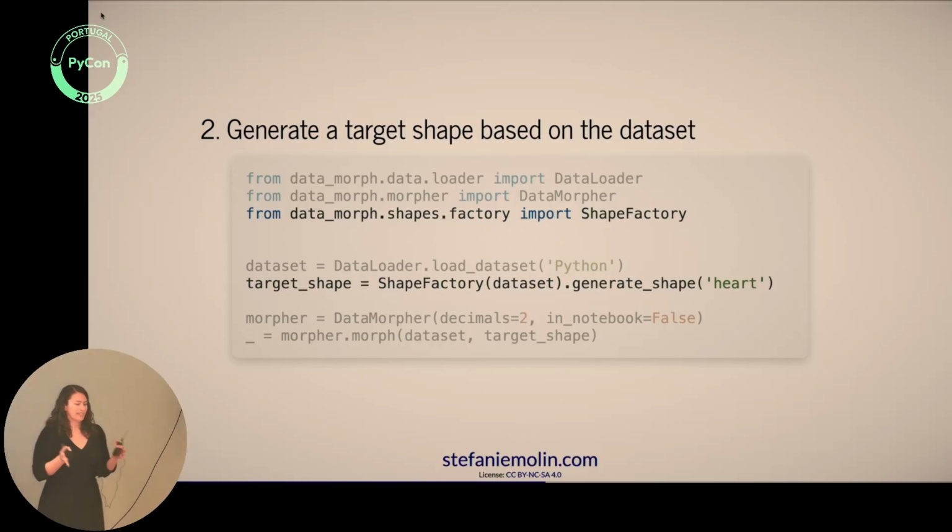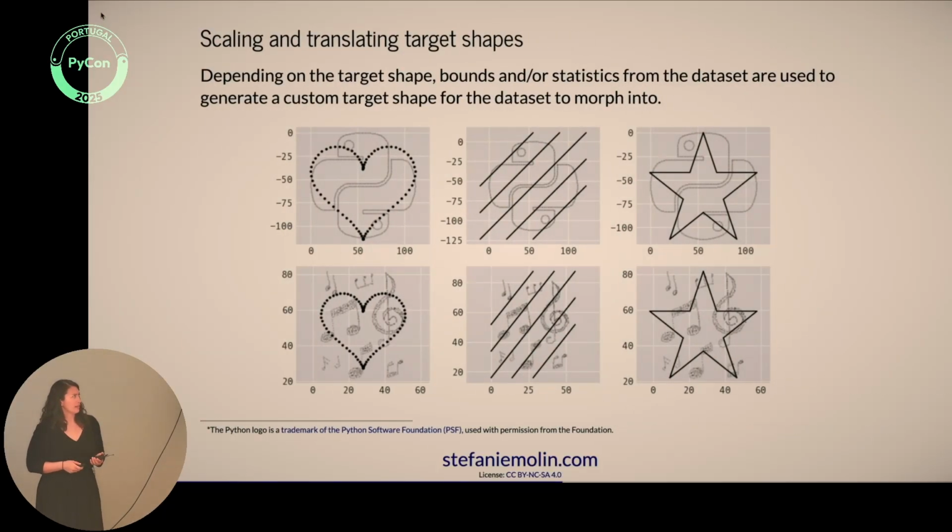So once we have the data set, so that's our starting point for the transformation, we then can calculate the shape, which is going to be the ending point. So we saw that the Python logo was the data set we started with, and we're going to the heart. So we use the shape factory. We tell it we're going to be morphing from this data set, and then we're going to go to the heart, and then the heart can be calculated.